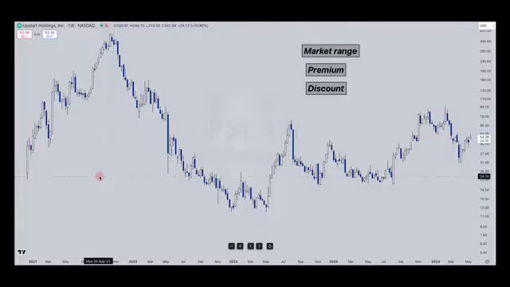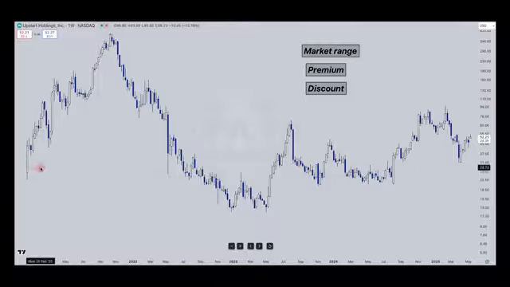So when the market is in an uptrend, you want to be buying the market if it comes into a discount. And when the market is in a downtrend, you want to be selling the market when it comes into a premium. In other words, you want to be buying declines when the market is in an uptrend, and you want to be selling rallies when the market is in a downtrend.